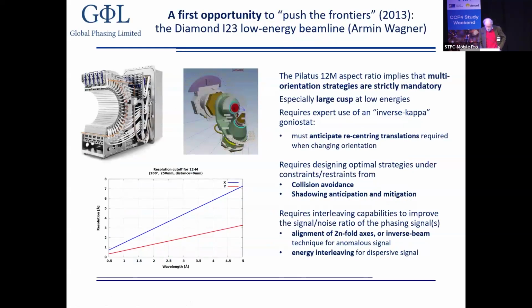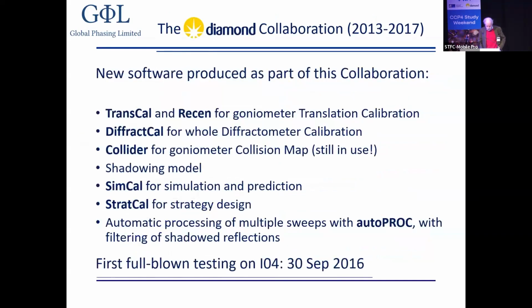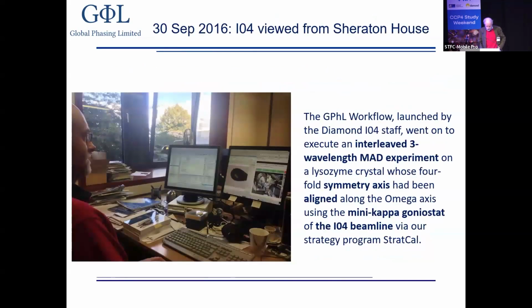So here I will give the starting point and end point of what was a very exciting development, thanks to support from Diamond to join all the dots necessary to automate the use of a very heavy goniometer operating under vacuum on this beamline from Mars here. So that was extremely useful. We were funded for a period to develop the necessary software. It was not possible to test it on I-23 as such in full, but already in 2016, the I04 team of the time was able to execute the workflow to do an interleaved 3-wavelength MAD experiment on a crystal that had been aligned. So really full functionality here at the time, but on I04.